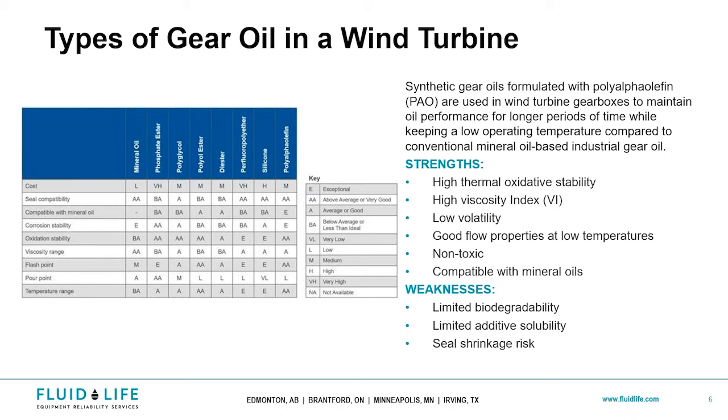So as mentioned above here, some strengths of that are high thermal oxidative stability, you have a high viscosity index, low volatility, which is different than seeing something like a specific blend of diesel fuel, for example, may have different volatility characteristics. And then there's good flow properties at low temperatures. It's not seen as a toxic chemical in this application, and they have high compatibility with mineral oil. So if you're swapping suppliers or changing things out, it's usually less of a concern with PAO gear oils.